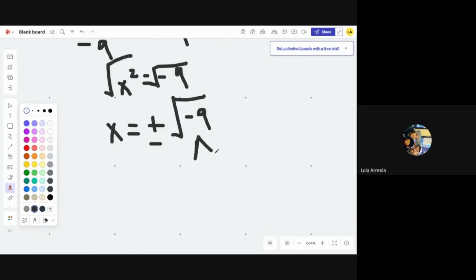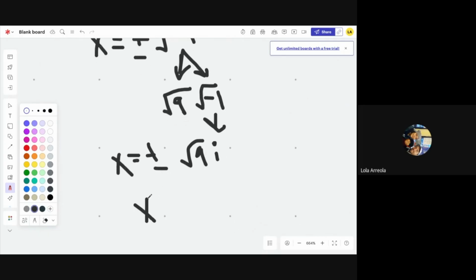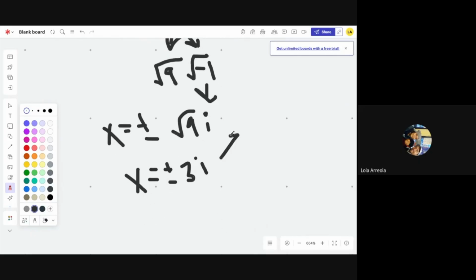Since I have a negative 9, I have to be able to simplify this. Right away, I like to take out the negative 1. So negative 1 times what is negative 9? Well, negative 1 times 9. And this automatically, I know simplifies to i, and then I could just worry about the square root of 9 alone. So now I have x is equal to the plus and minus of square root 9 times i, and then I see that the square root of 9 is a perfect square, so I have x is equal to the plus and minus of 3i. Okay, so that means I have 3i, and I also have negative 3i.